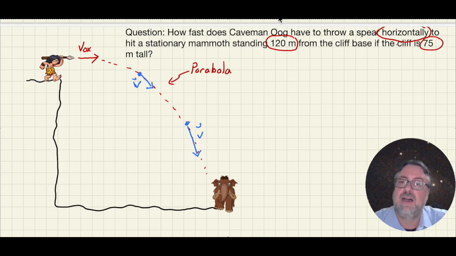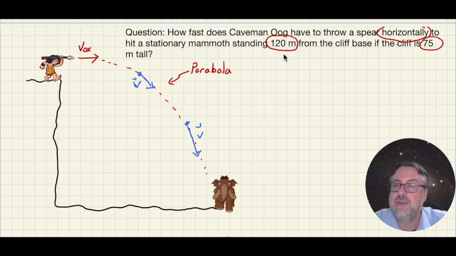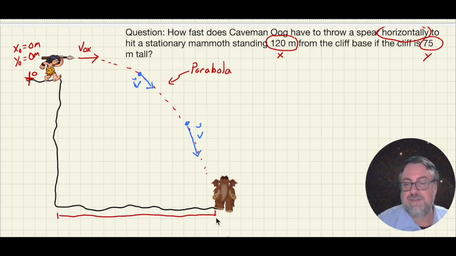So over here we can translate this motion. The mammoth is standing 120 meters from the cliff. That is equal to an x value, but the cliff is 75 meters tall. That would be a y value. Again, I'm going to place my origin here at the start of the problem. That means that my initial position in x is 0 meters, and my initial position in the y direction is also 0 meters. The fact that the woolly mammoth is standing 120 meters from the base of the cliff is specifying an x value.